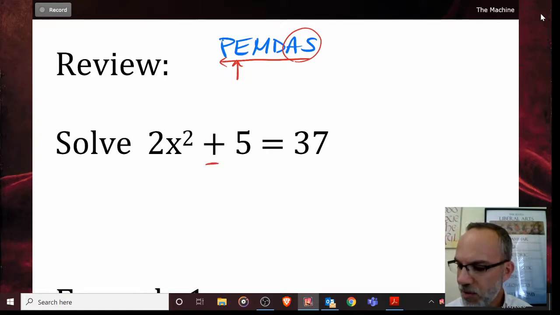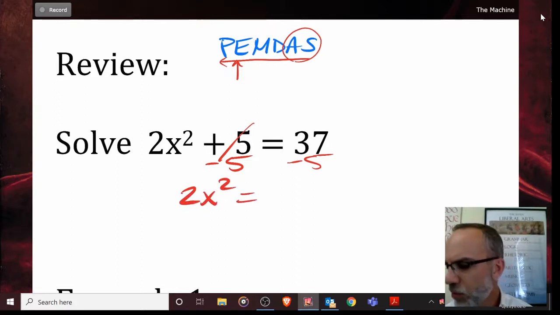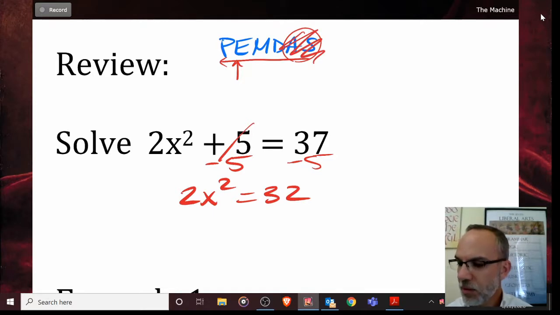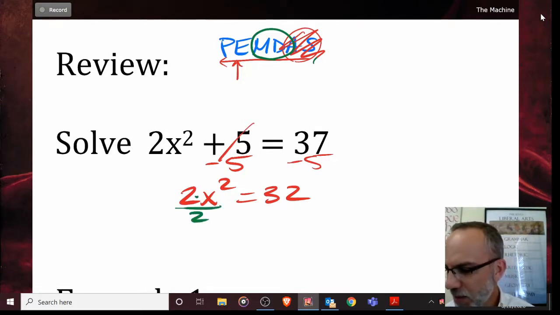My first step is to subtract 5 from both sides of the equation. That cancels. And I get 2x squared is equal to, what is that, 32? Okay. Now I'm done with this part. Now what's next? Well, I need to undo multiply or divide. It's being multiplied here by 2. Let me undo multiply by 2 by dividing both sides by 2. This cancels. I get x squared is equal to 16.